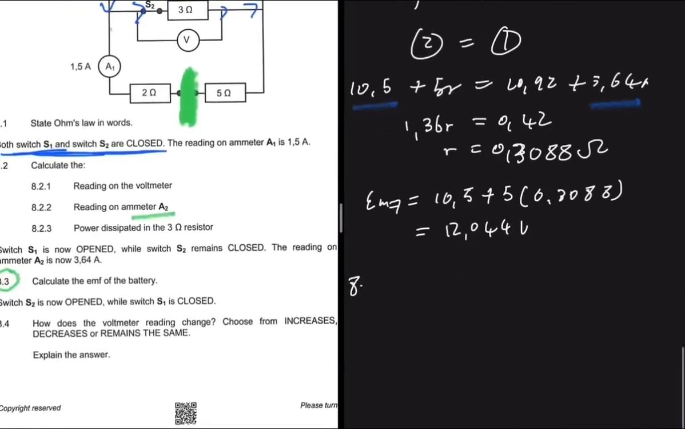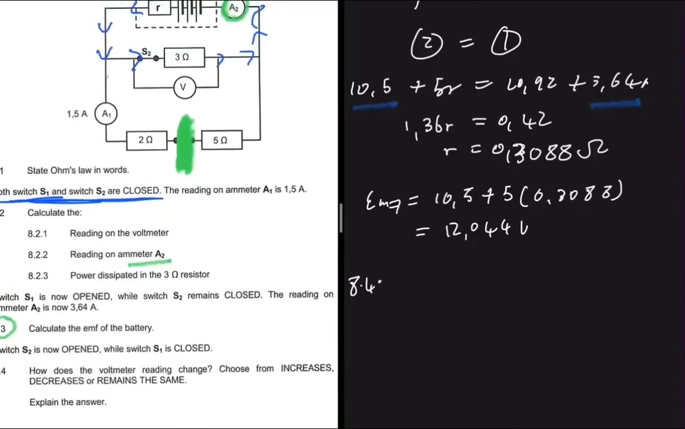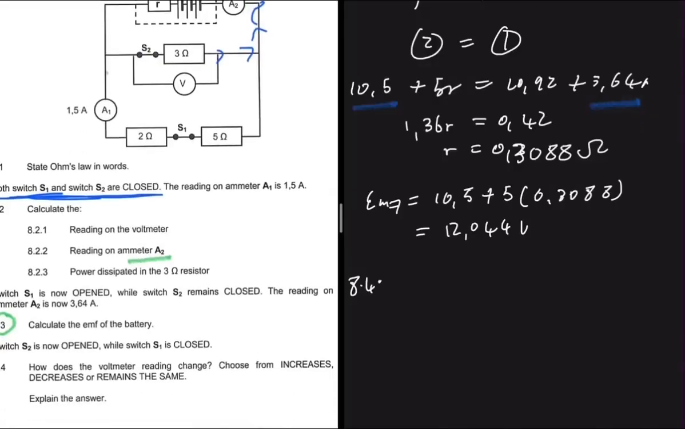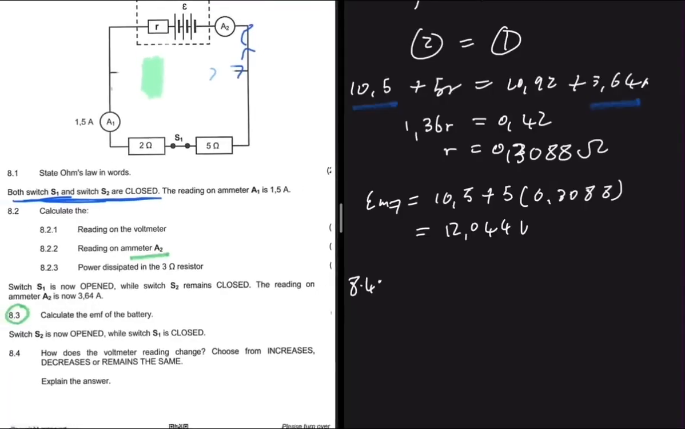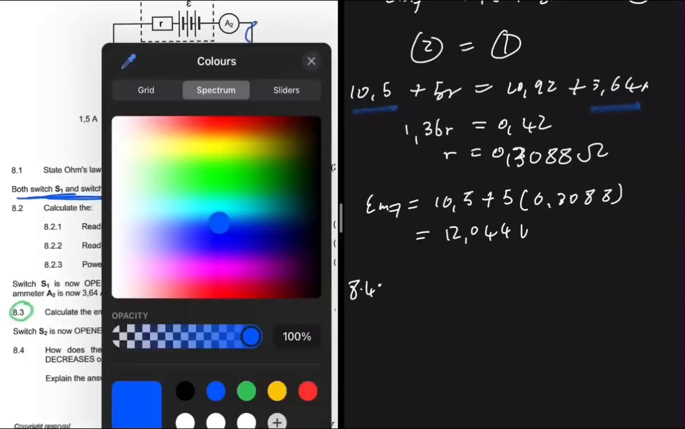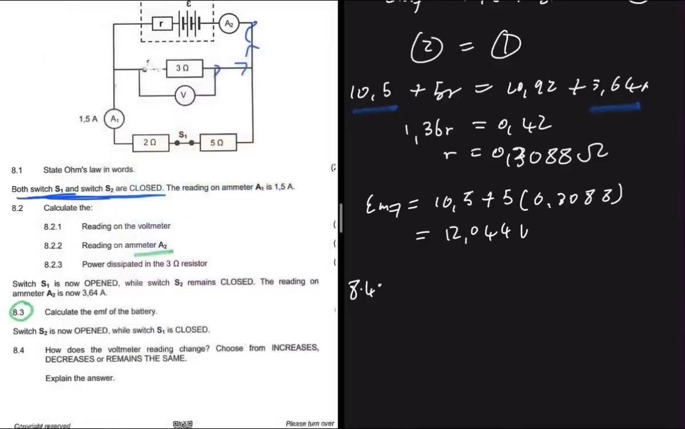So what is it saying? We have switch S2 now opened while switch S1 is closed. So let's make that adjustment. S2 is now opened. The 3 ohm resistor is no longer taking part in our circuit. We can essentially just erase this. We no longer have that when switch S2 is open. Actually, let's not erase it because now we cannot see our voltmeter. So let's just erase S2 alone. There we go.